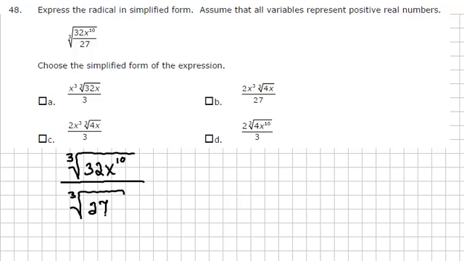At this point, we need to recall the meaning of a cube root. For a cube root, we're trying to think of three factors that multiply to give us the radicand, the expression underneath of the radical symbol. In order to determine that, it's helpful to factor each of the radicands completely. So let's first of all factor the 32x to the 10th.